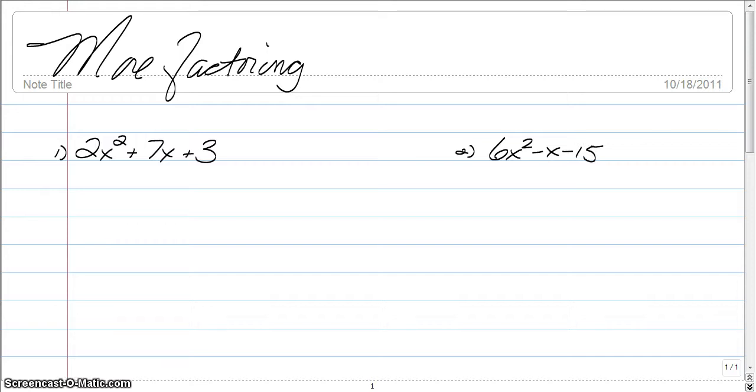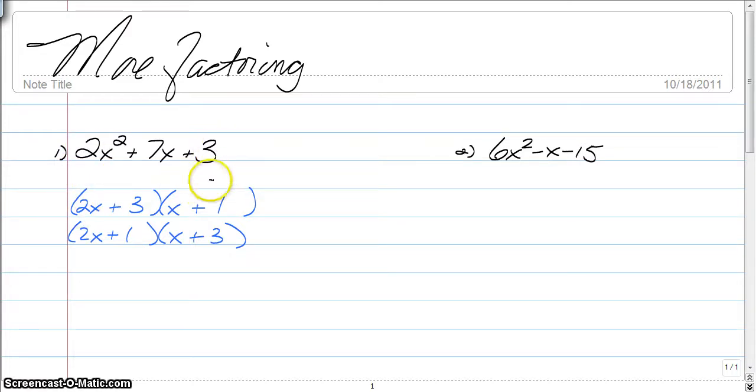Now, guessing and checking could be pretty quick if it's an easy thing to guess and check with. So for example, to do this, you know you're about to have two sets of parentheses, and we can have our 2x and our x. And we could add 3 and 1, or it could be 2x plus 1 and x plus 3. So those are the two different options that we have for this one, simply because the factors of 2 are just 2 and 1, and the factors of 3 are just 3 and 1.